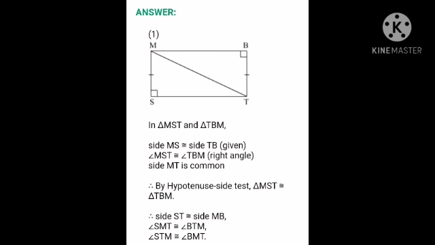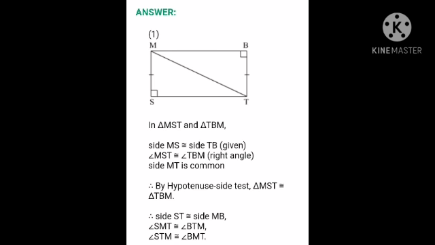Question number 1. Look at the figure. It is a rectangle. Now each of the angles is 90 degrees. Now MT is the common side of both the triangles. In triangle MST and triangle TBM, side MS is congruent to side TB given in the figure. Angle MST is congruent to angle TBM. It forms a right angle. Side MT is common. Now, by hypotenuse side test, triangle MST is congruent to triangle TBM.